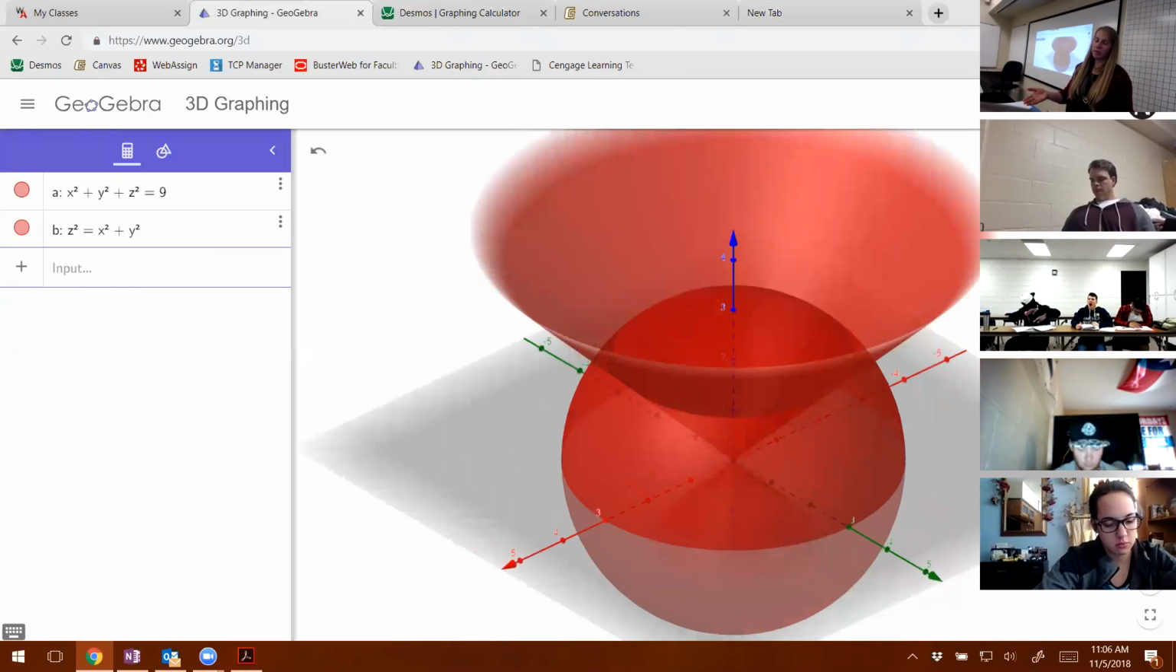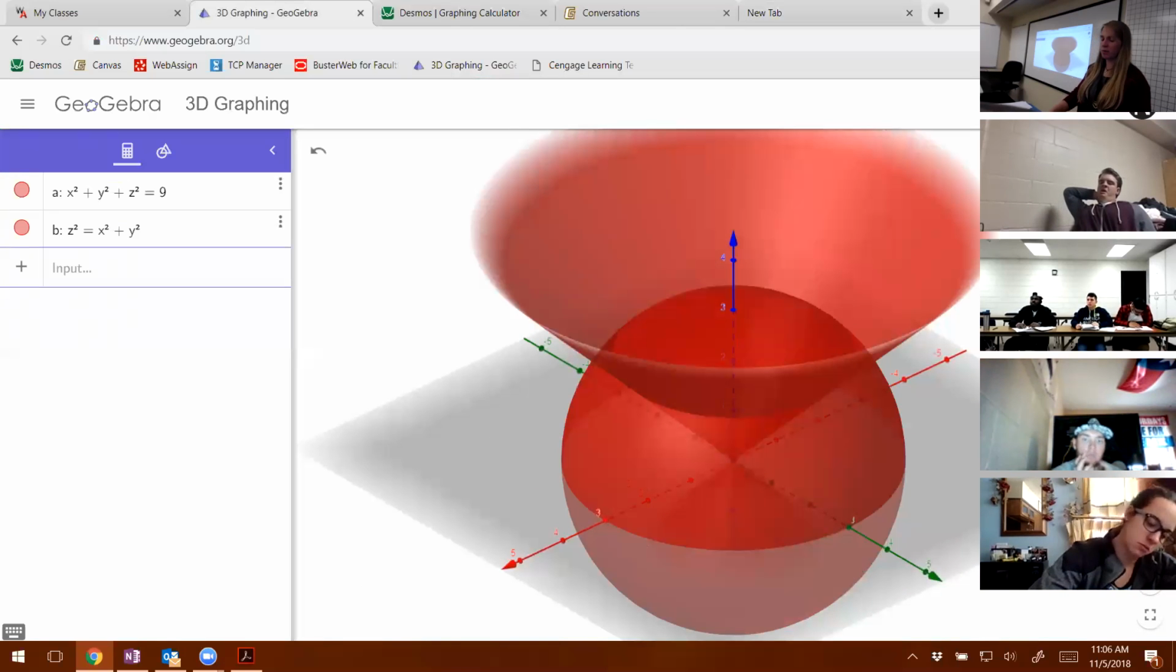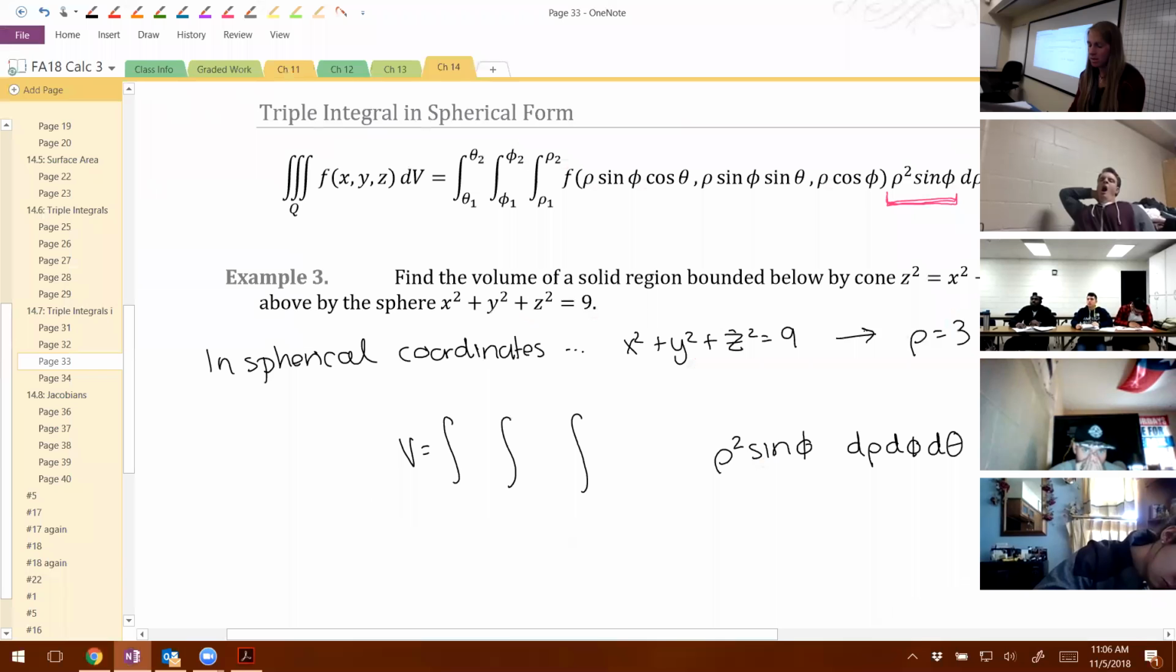So we need our limits for z. Okay, z is the same here, or sorry, rho, wrong thing. And our limits for rho. What is the smallest the radius gets for this shape? What's the lower limit for rho? 0. 0. And then what is going to be our upper limit for rho?